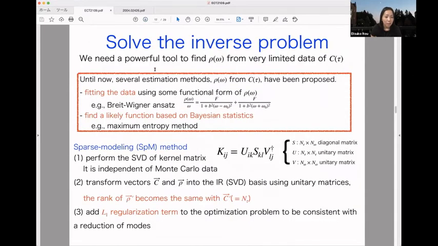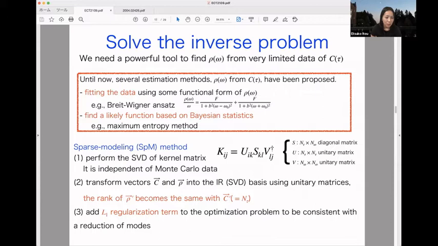So we need some powerful tool to find the spectral function from the very limited data of the smeared correlation function. Until now, several estimation methods of the spectral function from the non-smeared correlation function have been proposed. The first is fitting data using some ansatz, or finding the likely function based on Bayesian statistics, for instance the maximal entropy method. And the advantage of the sparse modeling method is the following.